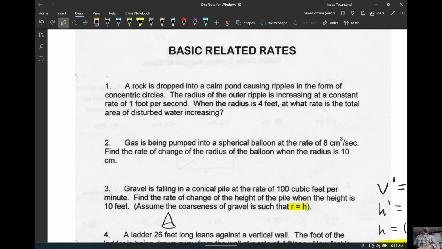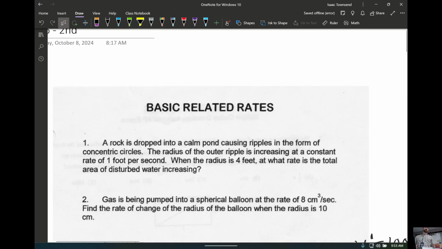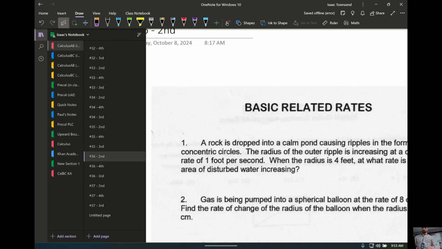Is there anything I can help with, on this worksheet or the test review, either one? Number 2 on the test review. So that is implicit.